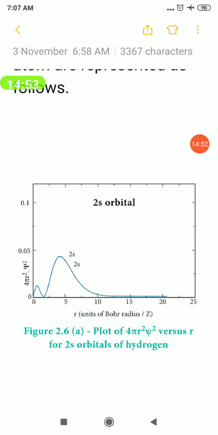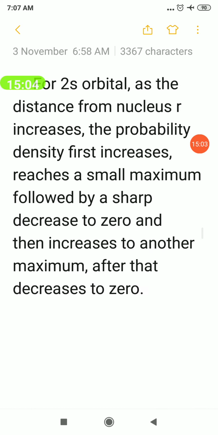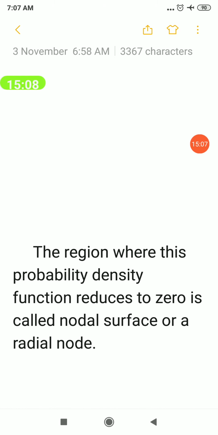In the 2s orbital, as we saw here, it starts from 0, then increases to a maximum, then falls to 0, then increases to a maximum, again falls to 0. That is about the 2s orbital. Okay? In which region the probability density, that is psi square, becomes 0, that is called a nodal surface, or it is called a radial node.